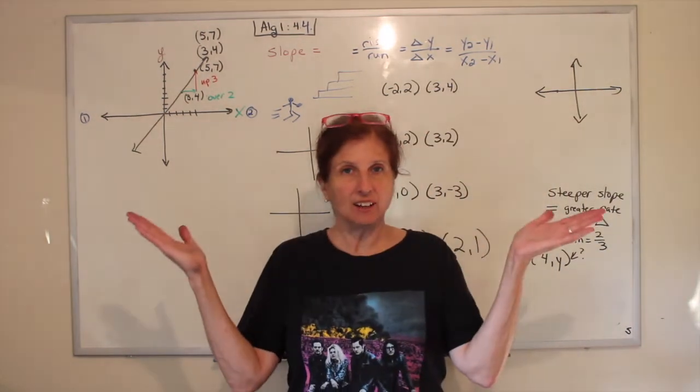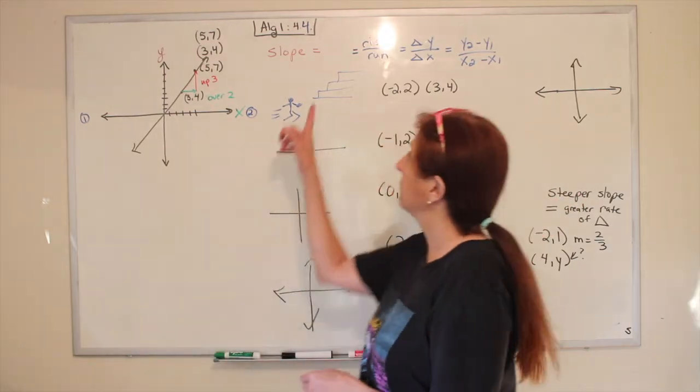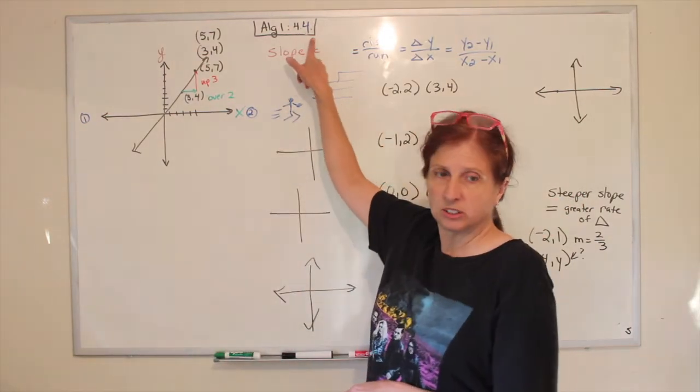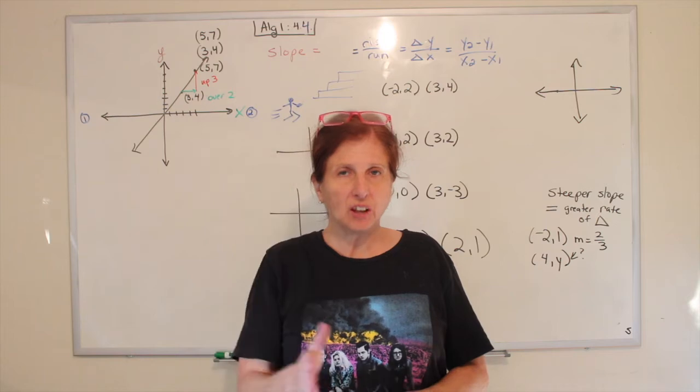Welcome back to Algebra 1. We're talking about Chapter 4, Section 4, the slope of a line.